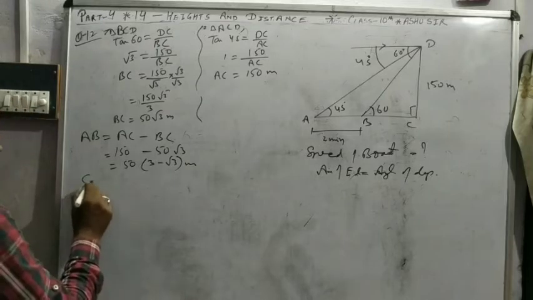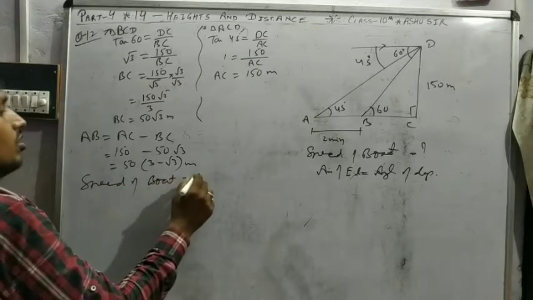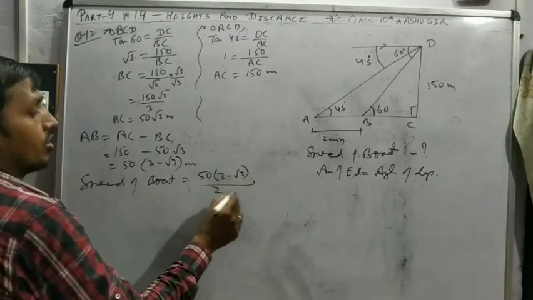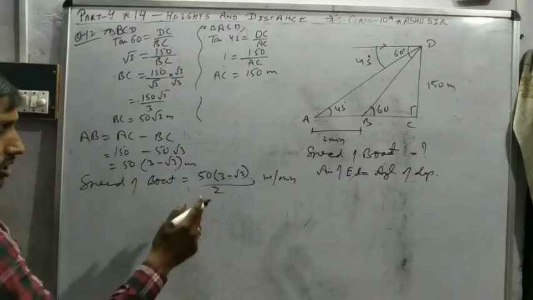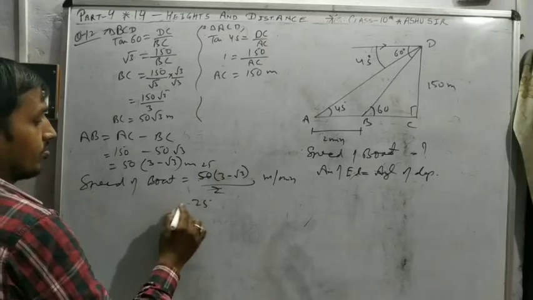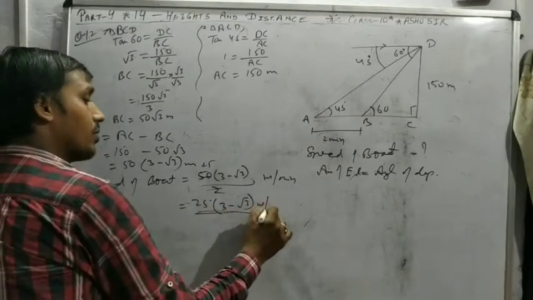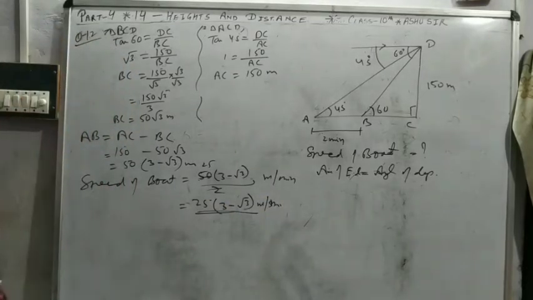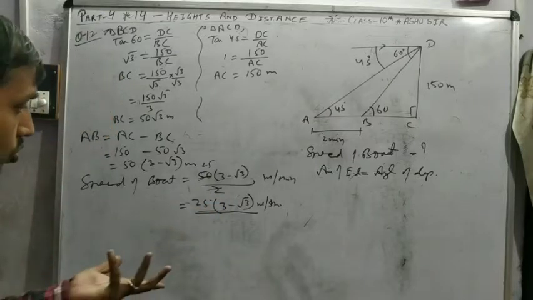Then speed of boat, distance upon time, meter per minute. Distance in meter, time in minute. So 25 into (3 minus root 3) meter per minute. Or if you want to put the value of root 3 here, that's your choice.